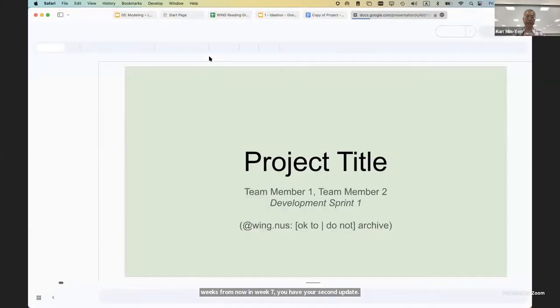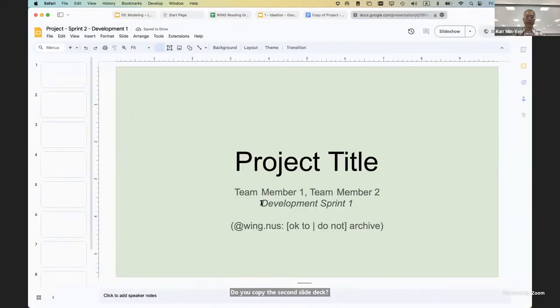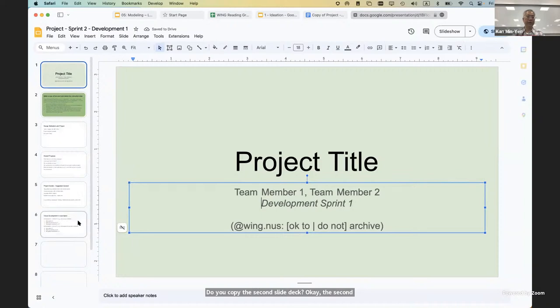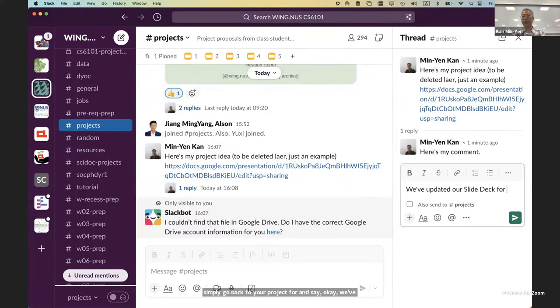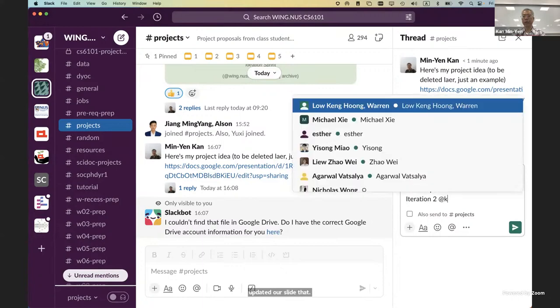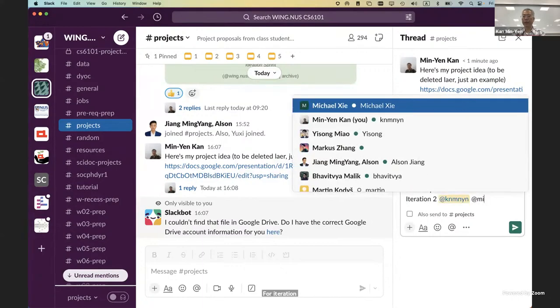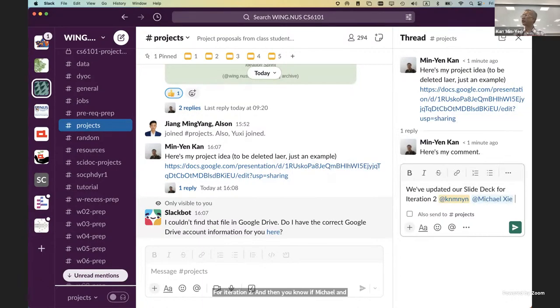The second slide deck is almost the same as the first. It just changes some extra slides here. You can just copy these slides into your deck 1 and modify it, that's fine. Then you can simply go back to your project thread and say, okay, we've updated our slide deck for iteration 2. And then give Michael and myself some notice that we can review it.